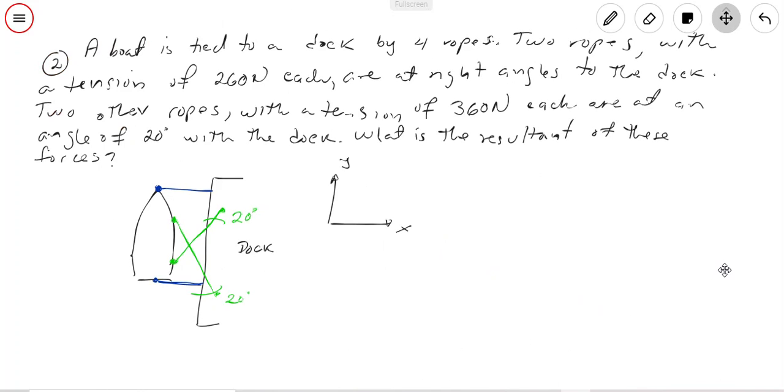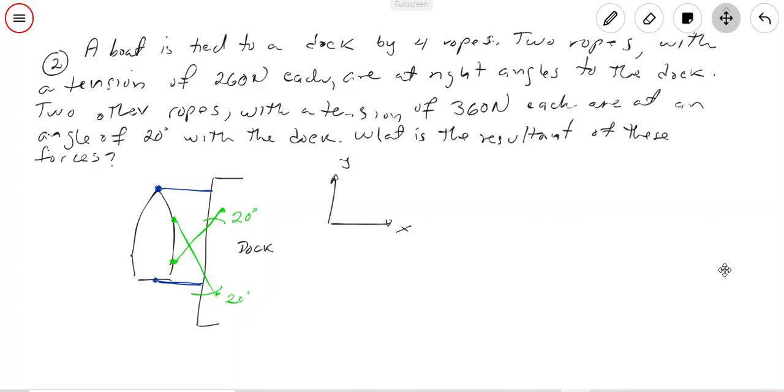Our second problem says that a boat is tied to a dock by 4 ropes: 2 ropes with a tension of 260 Newtons each at right angles to the dock, and 2 other ropes with a tension of 360 Newtons each at an angle of 20 degrees with the dock. So what is the resultant of those forces?